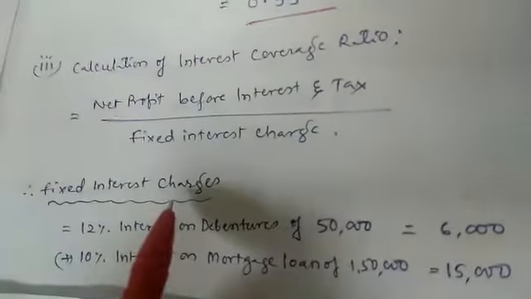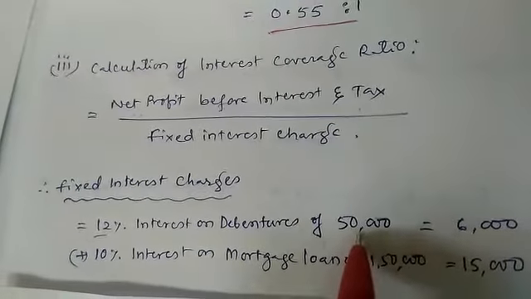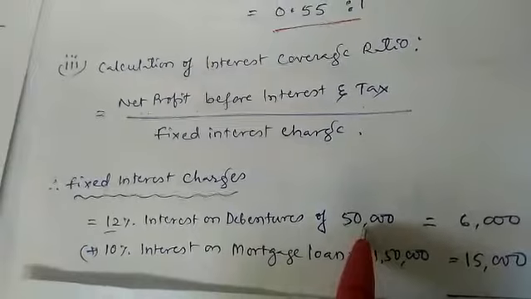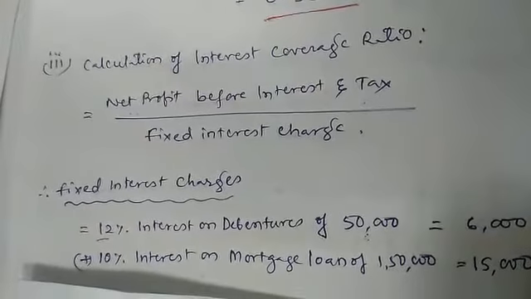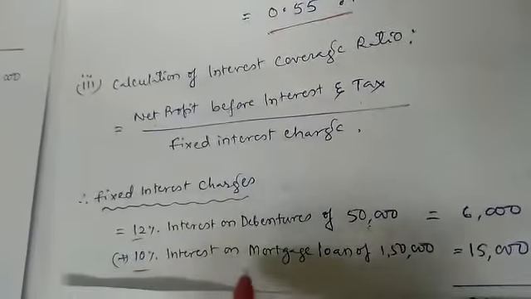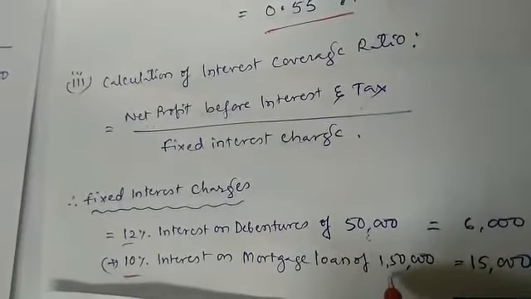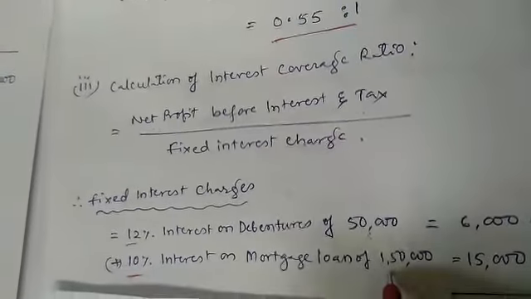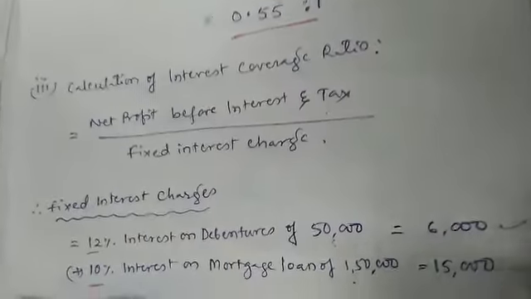Now, first we need to calculate the fixed interest charge on the non-current liabilities. There is a 12% interest on debentures of 50,000. On this 50,000 we need to pay 12%. So 50,000 into 12 divided by 100 gives interest of 6,000. Next, another item is the 10% interest on mortgage loan. The mortgage loan amount is 1,50,000. On this 1,50,000 you calculate 10%, which gives you 15,000.